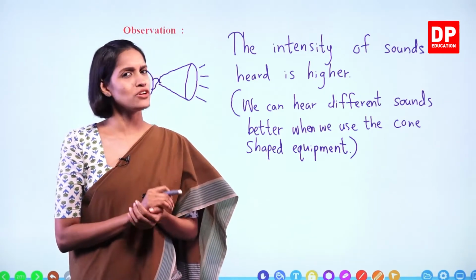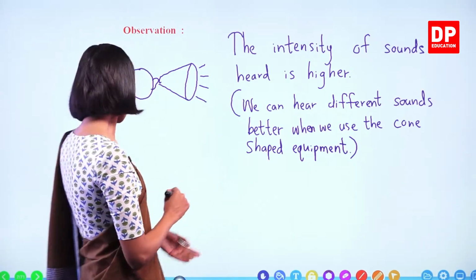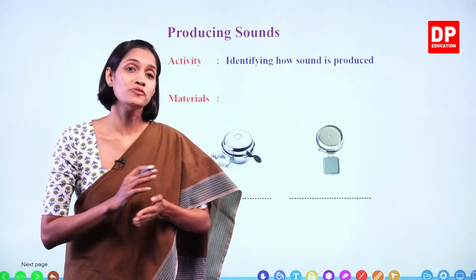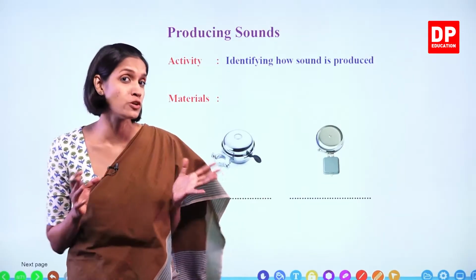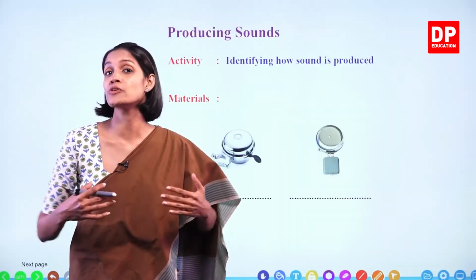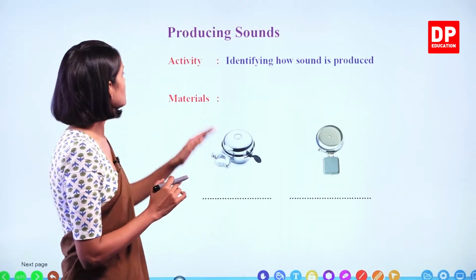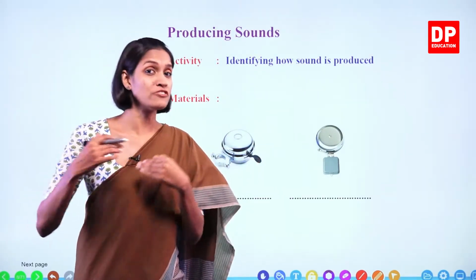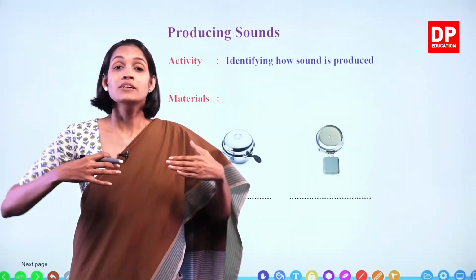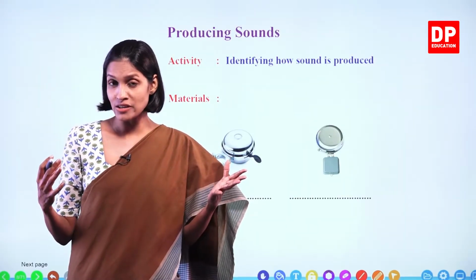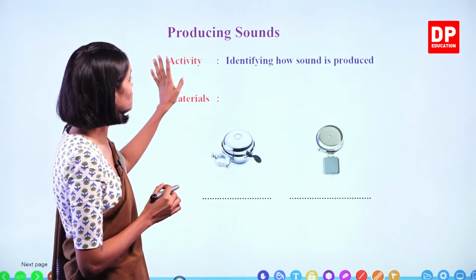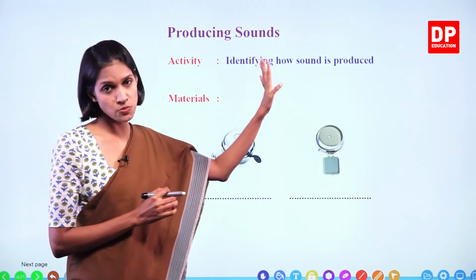There's another activity we have to do now. Let's do that. Now we are going to learn about producing sounds. I told you under this lesson, we are going to learn about how sound is produced, how we can hear and how sound is produced too. Okay? So under this activity, identifying how sound is produced. Now in the previous activity, we observed different types of sounds in the environment better using those two cone-shaped structures. Okay? Now here we are going to identify how sound is produced.